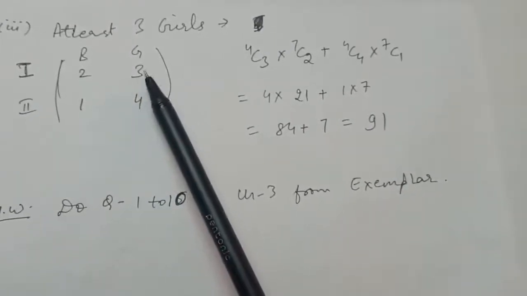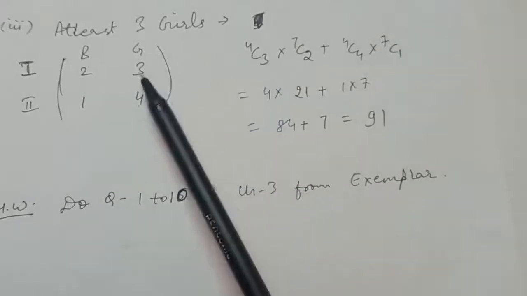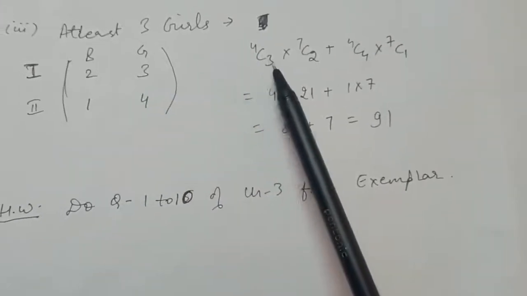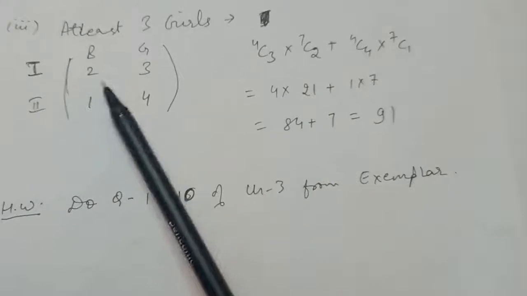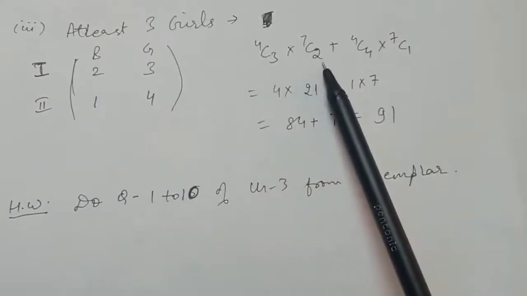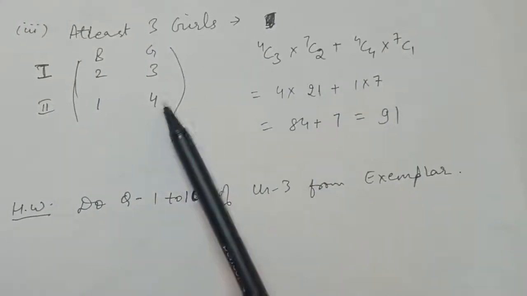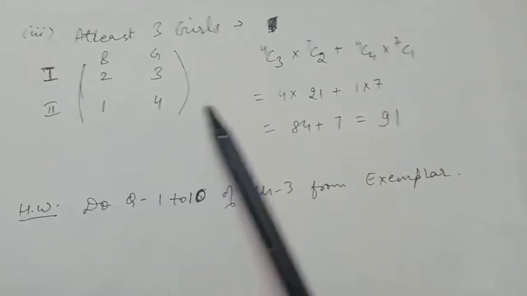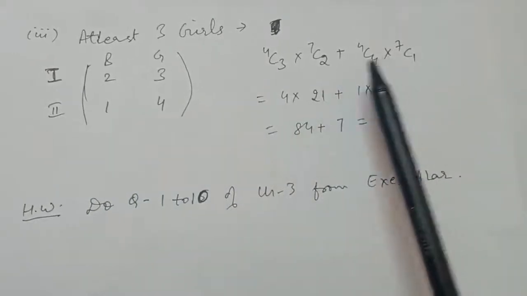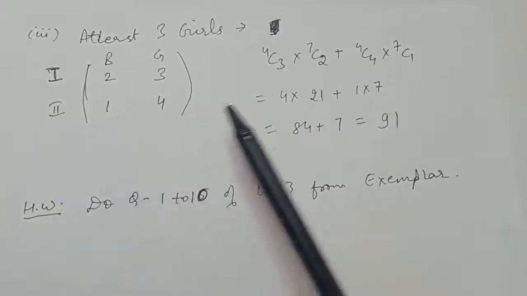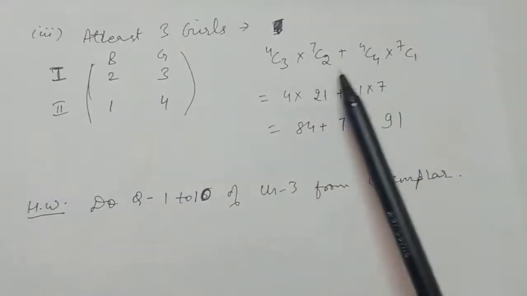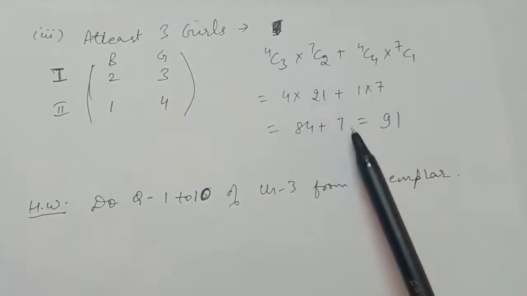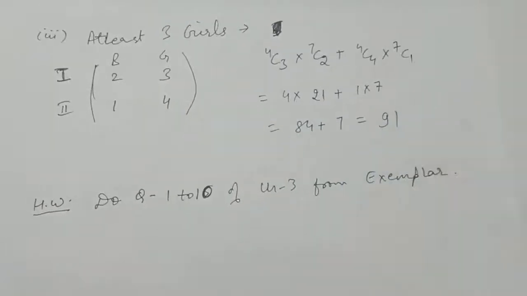So for this case, the options will be, out of 4 girls selecting 3, 4C3, into, out of 7 boys selecting 2, so 7C2, plus the result of the second case, which will be, out of 4 girls selecting all 4, into, out of 7 boys selecting 1 boy, that is 7C1. Solve these and you'll get the answer as 91.